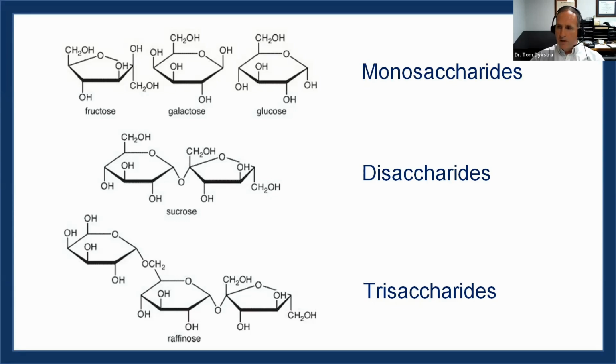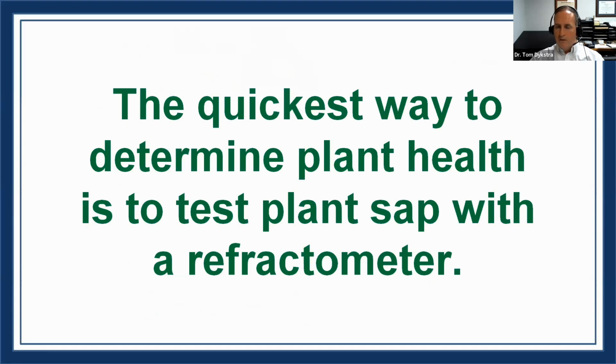And so we've now got a way to take a look at the health of the plant in order to draw some conclusions about plant health. So the quickest way, there are many different ways to do it, of course, but the quickest way to determine plant health is to test the plant sap with a refractometer, and that would involve crushing the leaf, sometimes 2 leaves, 3 leaves, or more leaves, and getting the sap.